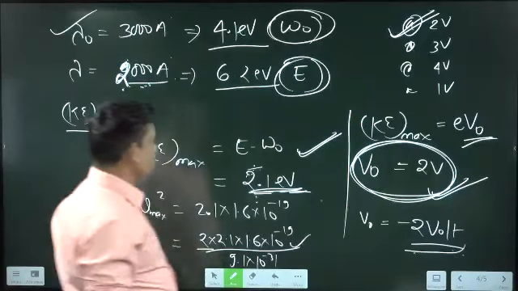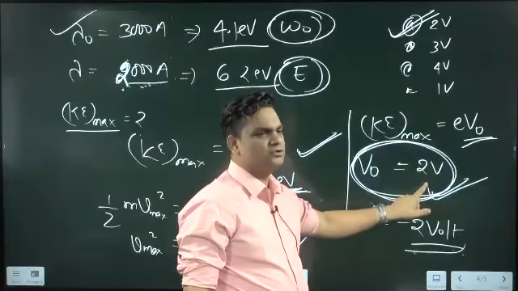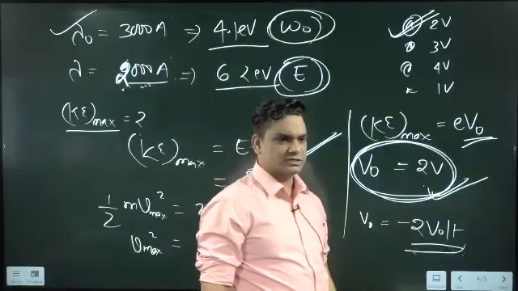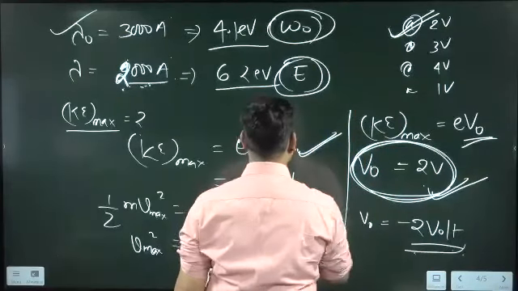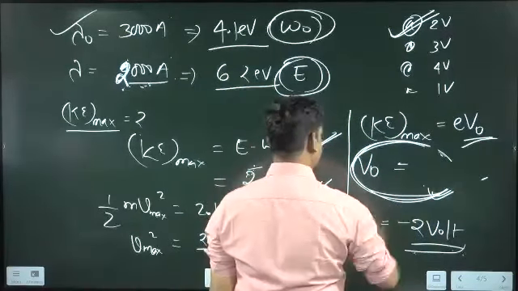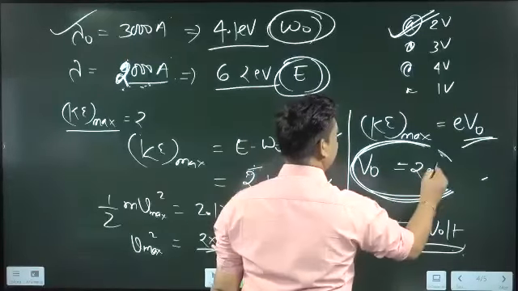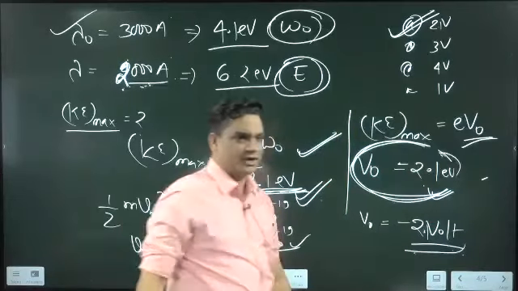2.1 means we can say around 2. 2.1 should be there. Next one: how is V naught 2? This is the 2.1, so 2.1 means I can say okay right here. This is also 2.1.